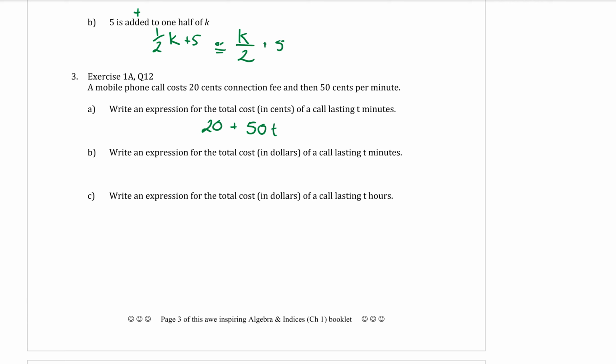Let's try part B. Write an expression for the total cost in dollars. Okay, so that's the only change. I still want the exact same 20 cents per connection, 50 cents per minute, but I want it in dollars instead of in cents. There are 2 ways you could do this. Does anyone have any ideas?